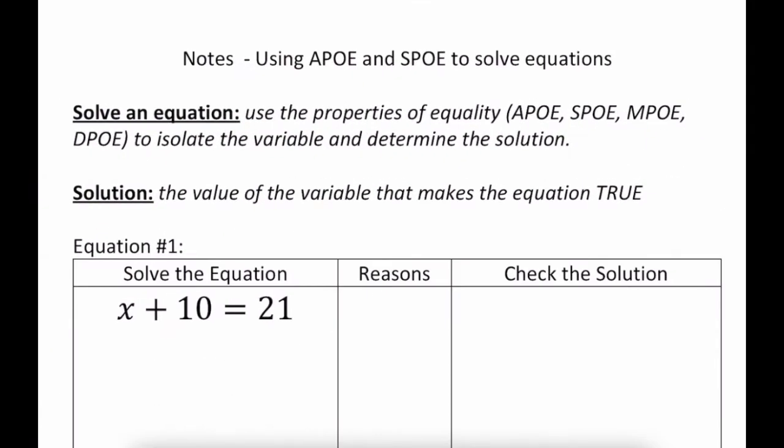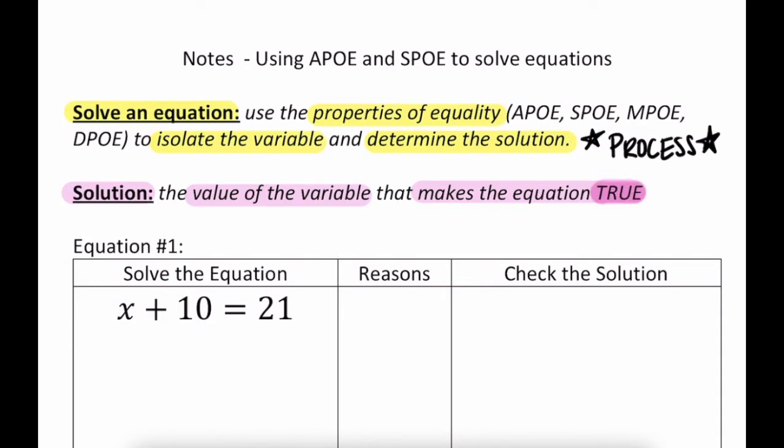Okay, so to begin our notes, we do have two important vocabulary phrases here. The first one is, what does it mean to solve an equation? Solving an equation means to use the properties of equality to isolate the variable and determine the solution. So solving is a process. A lot of times we can figure out the solution by looking at the equation, but to solve means to show the process. The second vocabulary term is solution, and solution is the value of the variable that makes the equation true. And the key word really here is true.